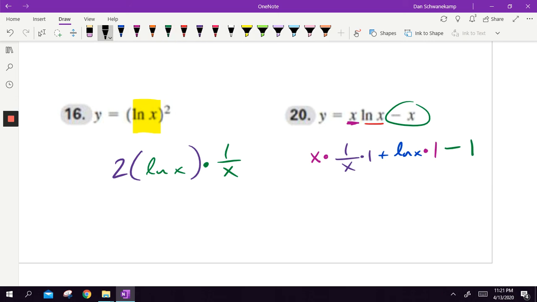Let's clean this up because we could put this together. X times 1 over x times 1. Oh, that's just 1. Plus the natural log of x minus 1. I got a plus 1. I got a minus 1. My answer is the natural log of x. Kind of strange getting all the way back to there. Just a matter of doing our work.